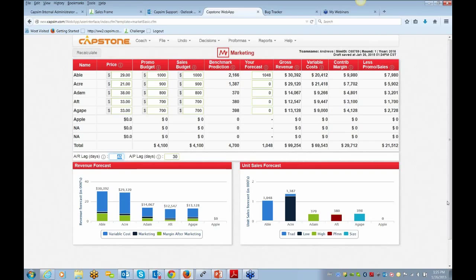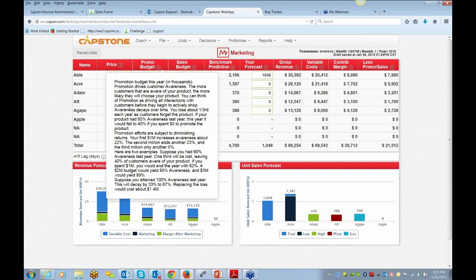Another question we have is, how can I calculate my intended awareness and accessibility? This is definitely something we talked about. I would reference these items inside the spreadsheet. It says that you will lose 1/3 each year as customers forget the product. Naturally, if you don't keep blasting customers with some type of marketing material, they're inevitably going to forget about your product. So this gives you an actual example. If your product had 60% awareness last year, which will be shown in the Capstone Courier or Foundation Fast Track, it would fall to 40%, because you're losing 1/3 of 60%, which is 20%.